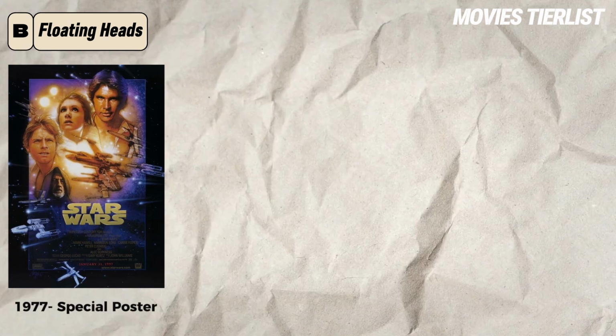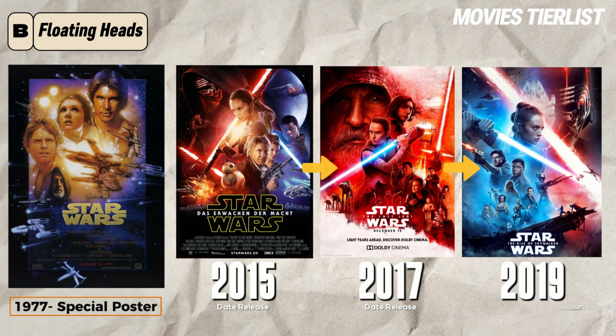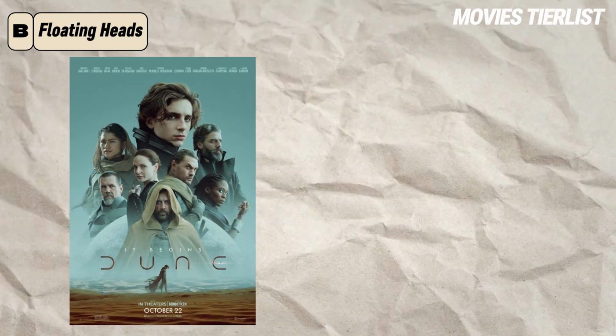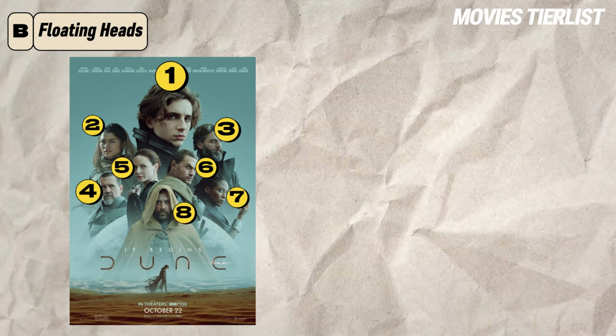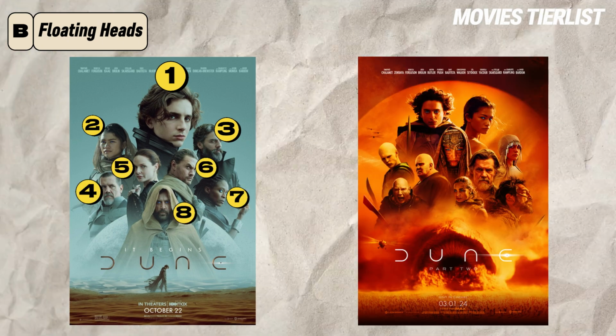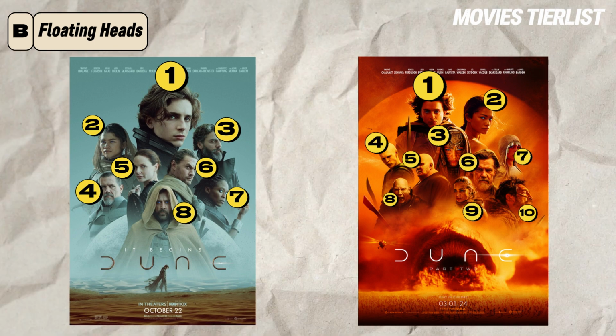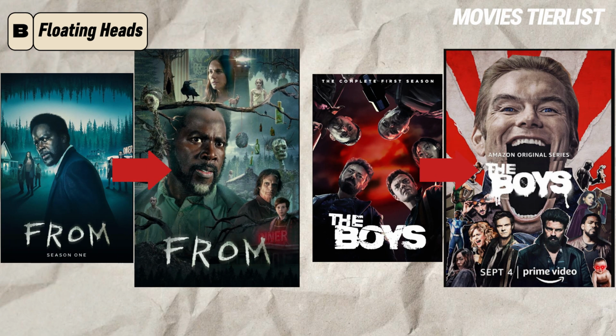And when a second or third installment comes along, it gets even worse, because more characters need to be added. The poster for the first Dune film used muted colors and focused on the main protagonists. By the second installment, the tone shifted and the number of floating heads increased significantly. This style has even made its way into TV series.